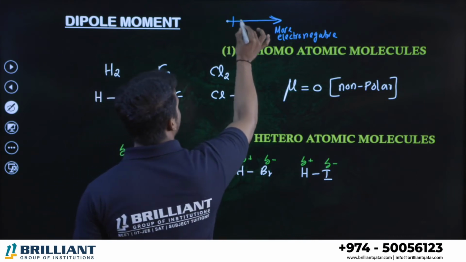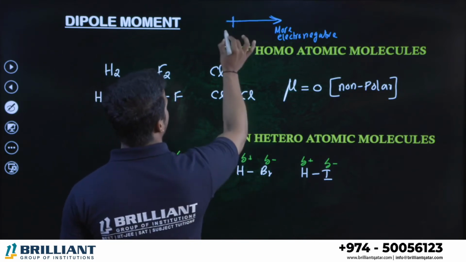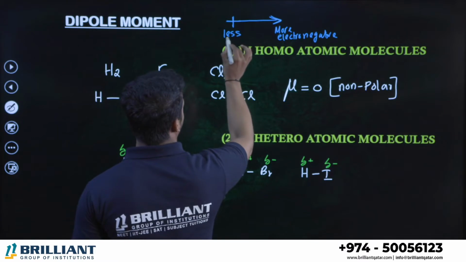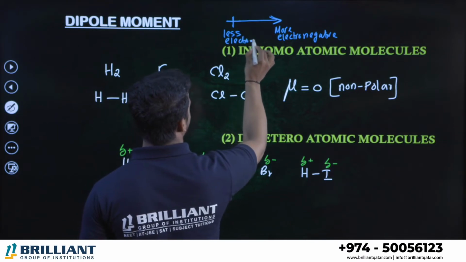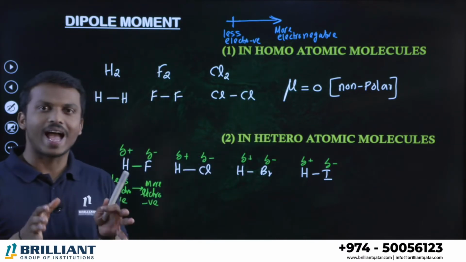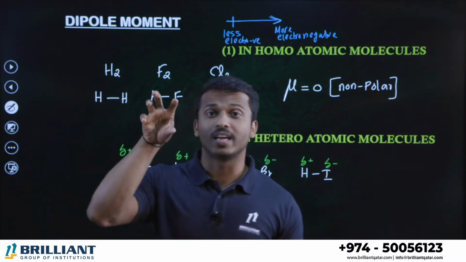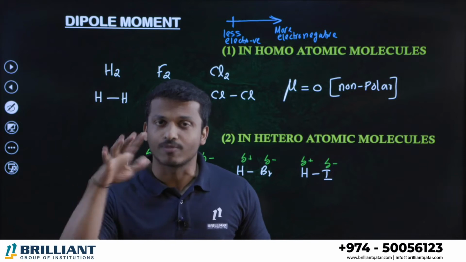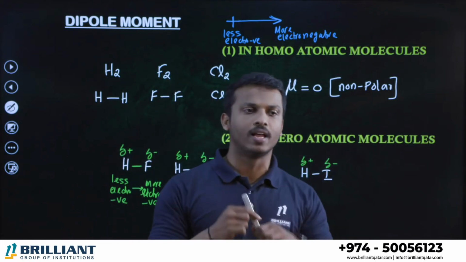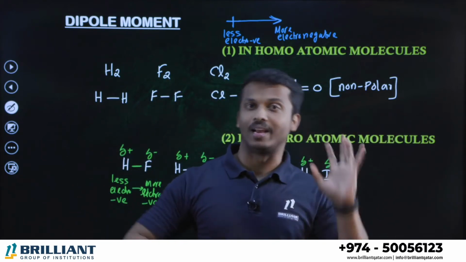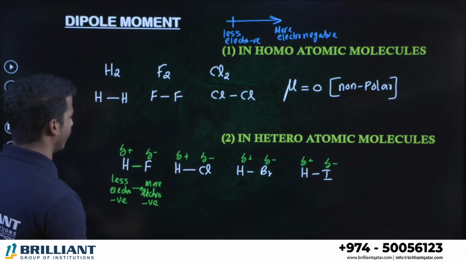And the plus sign, right? The plus sign represents the less electronegative element. Okay, so this is the arrow representation in dipole moment. A plus sign represents where the electronegativity of the element is very low. The arrow represents the element having greater electronegativity.